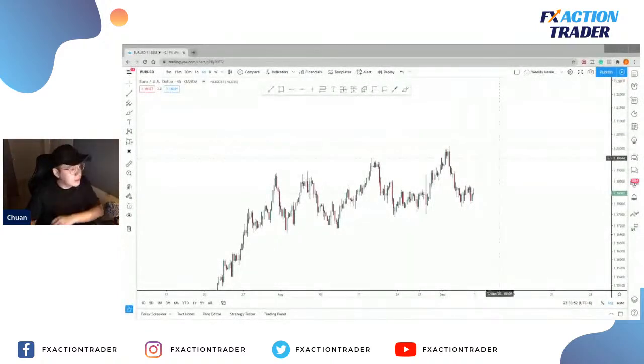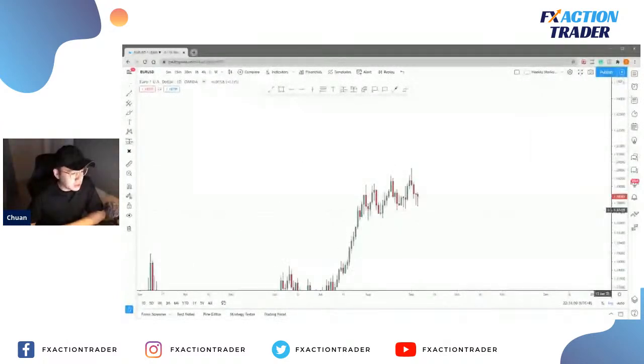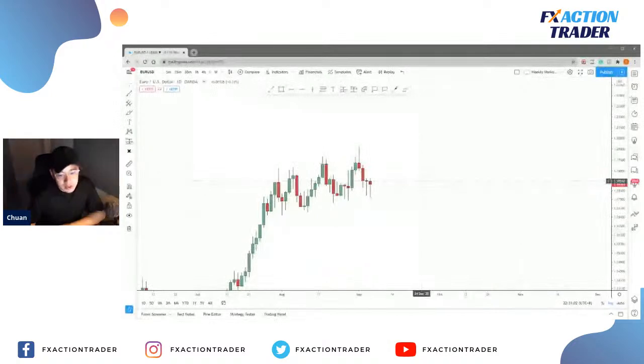As usual, we are going to start with this Euro Dollar. So this Euro Dollar is a bit tricky. Why do I say tricky?